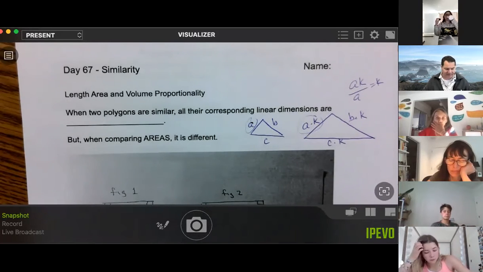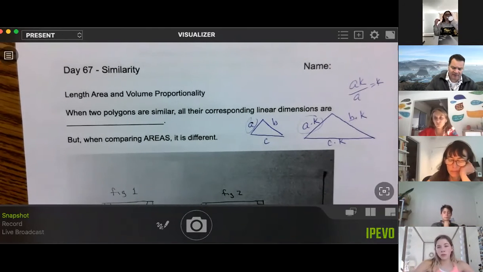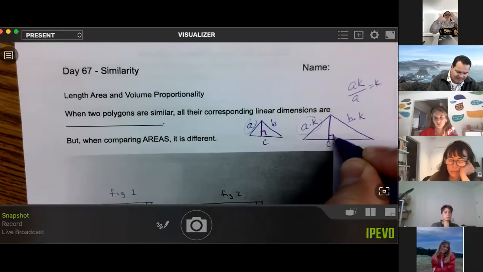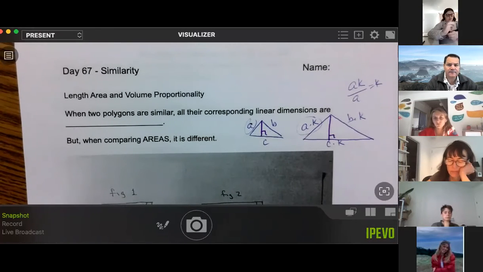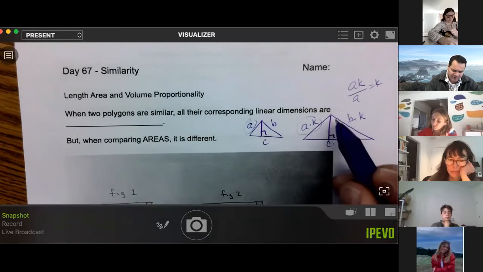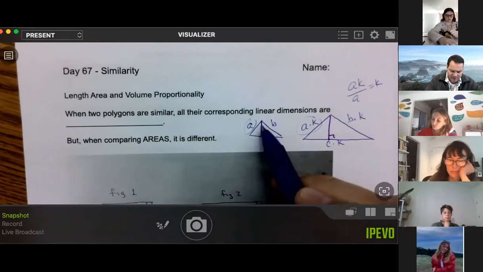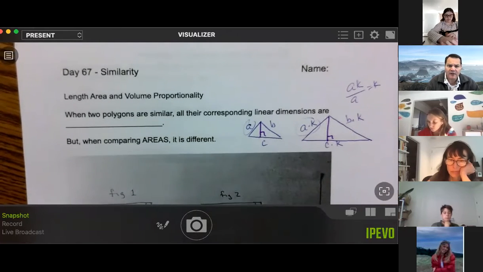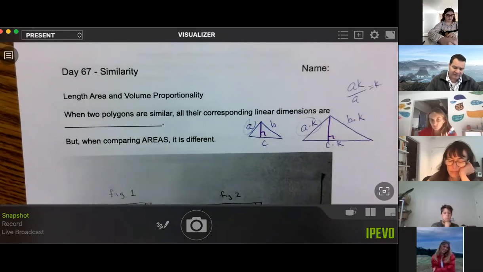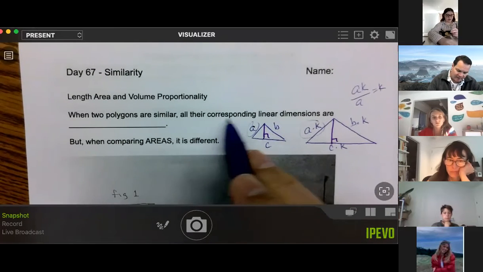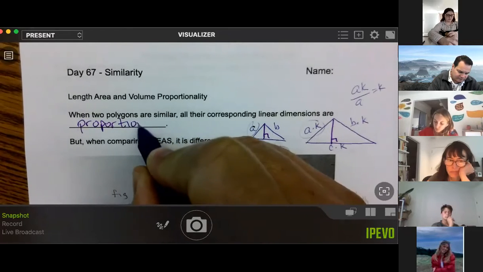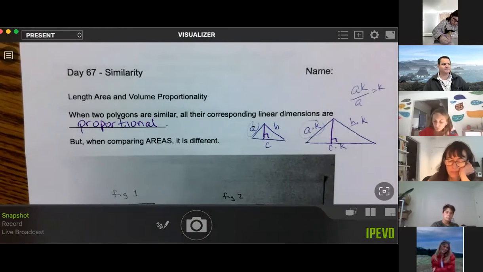And in fact, what's a little bit new, last time we talked about the fact that the perimeter is also going to have that same scale factor. But what I'm introducing today is the idea that even if you were to look at, for instance, the altitude, a specific line segment going through the shape that measures perpendicularly from one side to the vertex on the other side, that would also be in the same scale factor. They'll all be in the same ratio. Since they're in equivalent ratios, we call that all linear dimensions being proportional, because they're all in the same ratio.